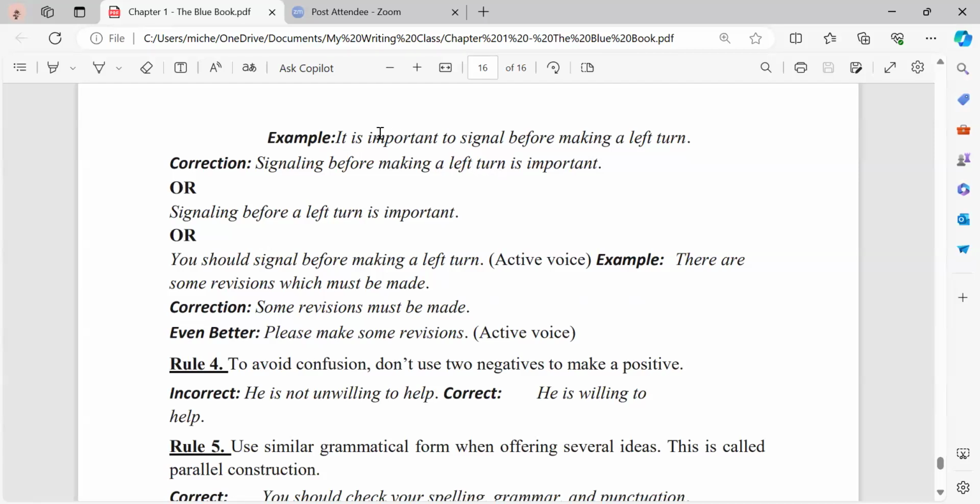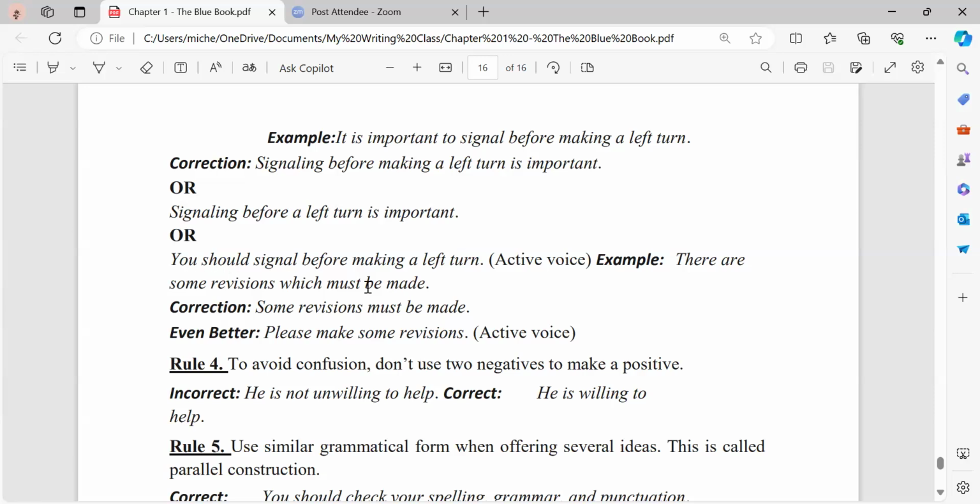Okay, so here we have another example. It is important to signal before making a left turn. So the correction: signaling before making a left turn is important. It's not necessarily that we always have to eliminate the words it is, but this is just an alternative. We can just remove the it is, and then signaling before making a left turn is important. This is way better. So we should try to make our sentences as concise as possible and as concrete as possible. These are basically the principles of writing.